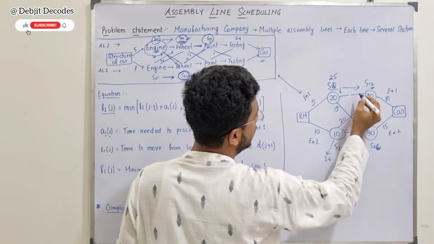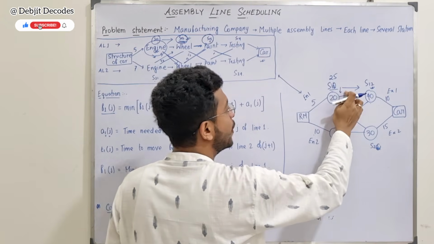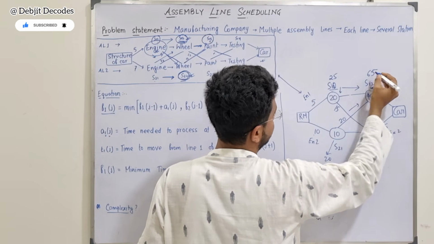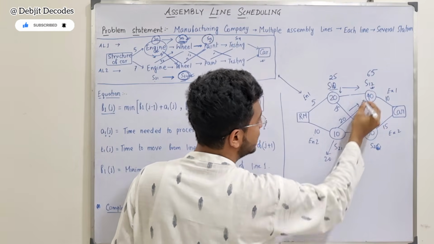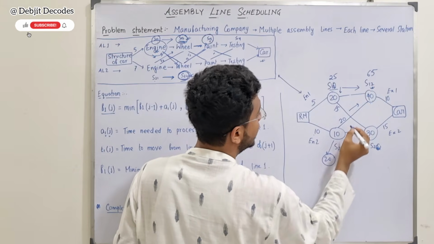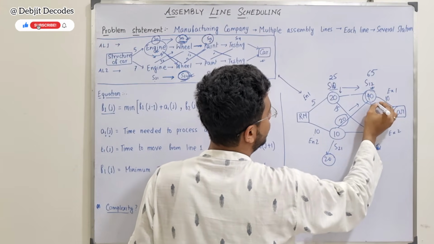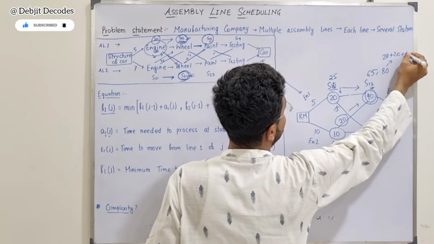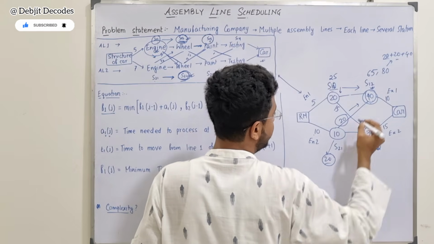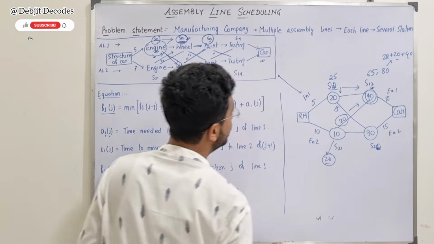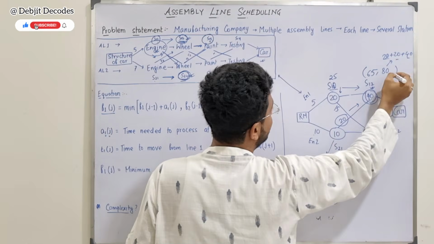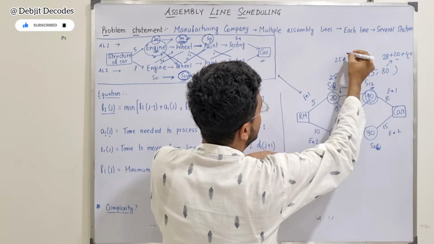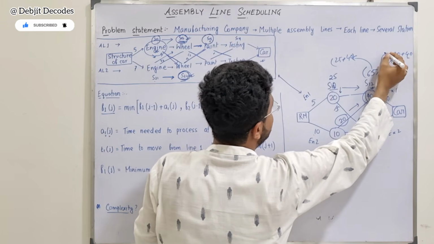Either you can come via this line or you can come via this line. If you go from the same assembly line, it is 25 plus 40, so this is 65. Or you can come via the other line: 20 plus 20 plus 40, so this is 80. This 20 is this 20, this 20 is this 20, and this 40 is this one. So we are choosing between 65 and 80. 65 is nothing but 25 plus 40, and 80 is nothing but 20 plus 20 plus 40.